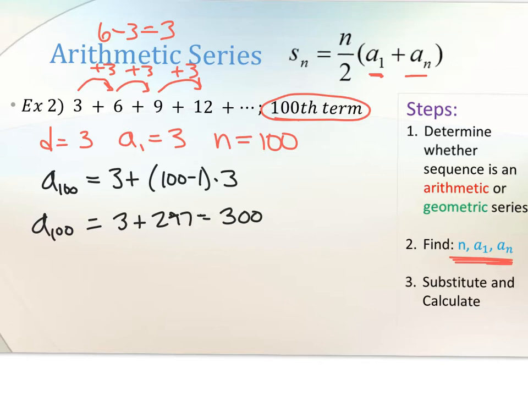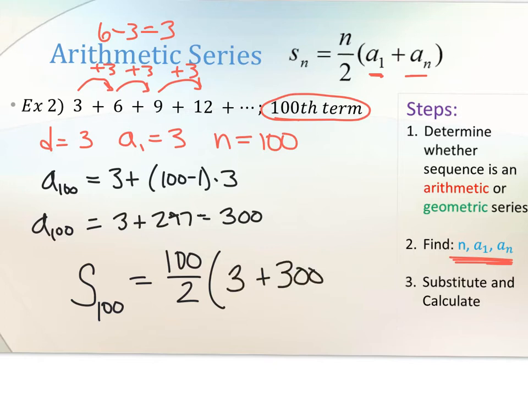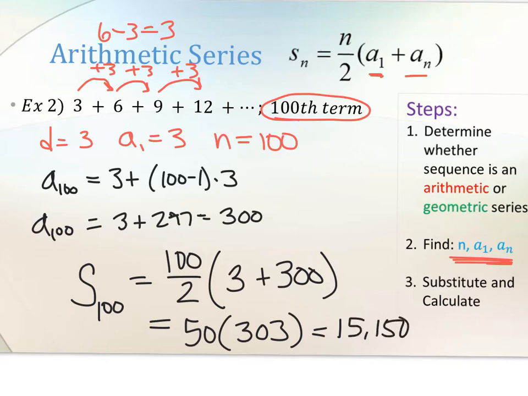So when I plug this into my series, the sum of all of my terms to the 100th term is equal to 100 divided by 2 times my first term, which is 3, plus my last term, which is 300. And so once I multiply that out, I can simplify just a little bit. So 50 times 303. And that gives me a final answer of 15,150.